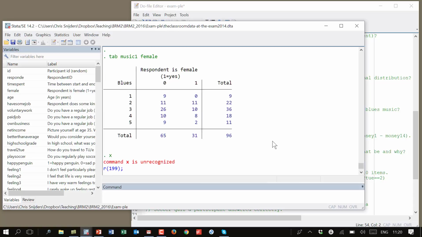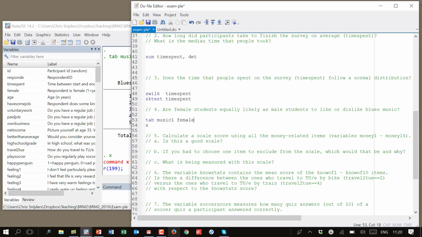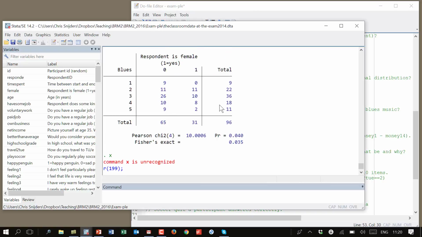Okay, so what's next? Yeah, exactly. We have low cell counts here, 2 and 0. So for that we need a Fisher's exact. We can even ask for both, just to see what would have happened. So here you have it. The chi-squared was 0.04, so below 0.05, and the Fisher's exact also 0.035. So in this case it doesn't matter so much.